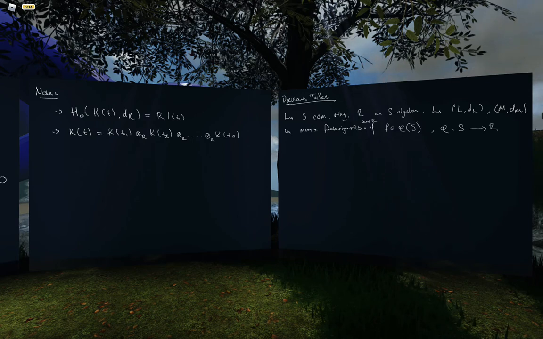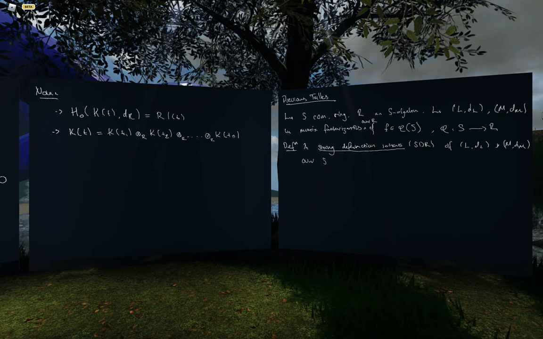Okay, so the first thing we need to remember is the definition of a strong deformation retract of complexes, of matrix factorizations. So a strong deformation retract of L and M over the ring S consists of the following S linear maps.